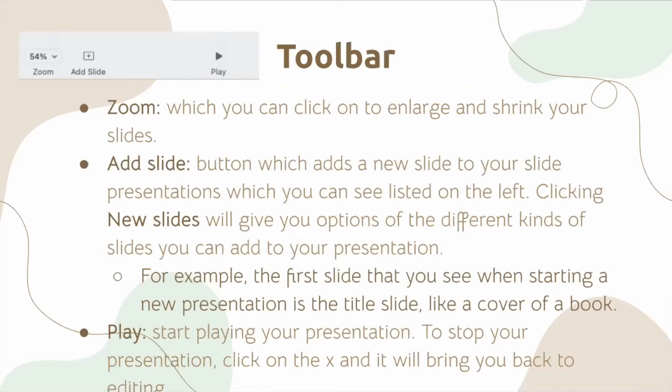For example, the first slide that you see when starting a new presentation is the title slide, like a cover of a book. And then finally, Play is a button where you can start playing your presentation. To stop your presentation, click on the X and it will bring you back to editing. As you can see at the top, this is the Zoom button, this is the Add Slide button, and this right here is the Play button.